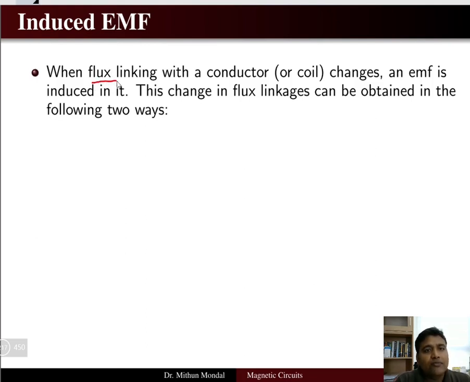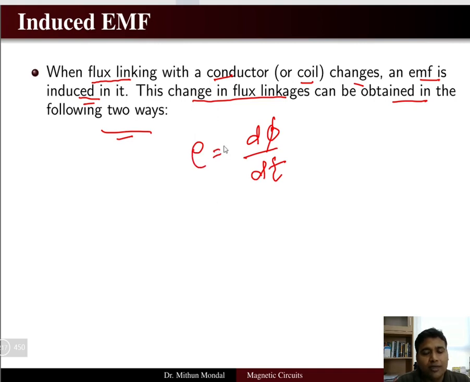When the flux linking with a conductor or a coil changes and an EMF is induced in it, this is known as Faraday's law of electromagnetic induction, right? So if there is a change in the flux in a conductor, then EMF will be induced. This change in the flux linkage can be obtained in the following two ways. Last class we have seen that d phi by dt will be responsible for the production of the EMF, right? So the magnitude is N d phi by dt, and if you put a negative sign, then it is in accordance with Lenz's law, which will give you the direction.